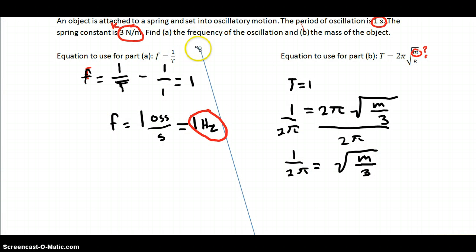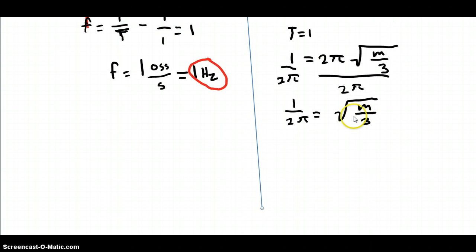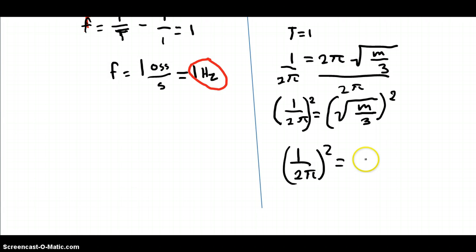So we have 1 divided by 2 pi. I messed up our line there. So 1 over 2 pi is equal to the square root of the mass divided by 3. To finish solving for this, essentially what we need to do is square both sides. And we're left with 1 over 2 pi squared is equal to the mass divided by 3. And now if we multiply both sides by 3, we're very close to our final answer.